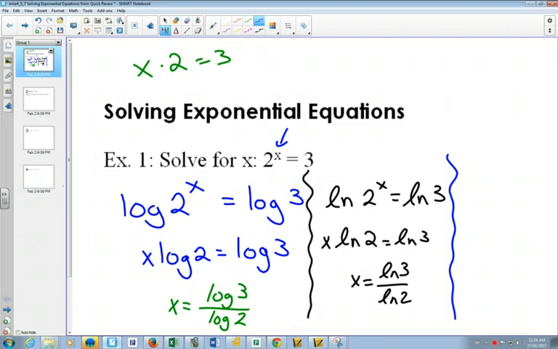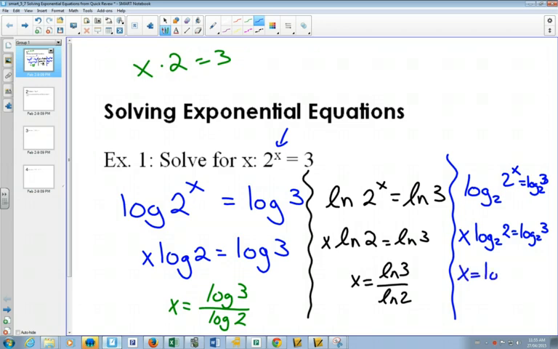You could have taken the log of any base of both sides. So another option would be taking log base 2 of both sides, if you wanted to. Now, what happens here is when the x comes out in front, it seems to be very much the same, but log base 2 of 2 is equal to 1. So this just becomes log 2 of 3.